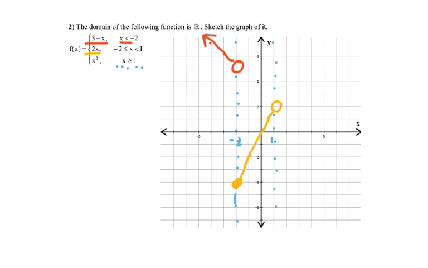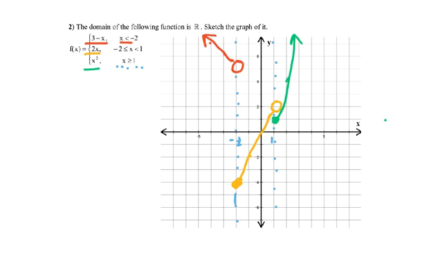Alright, so now the last section is x squared. So from 1, well, if we square 1, we get 1. So the value at 1 will be 1. And we'll draw a dot here. For 2, the value would be 4. 2 squared is 4. For 3, we're up to 9, and that's way off the graph. So it's going to look something like this, and it's going to keep going higher and higher and higher.